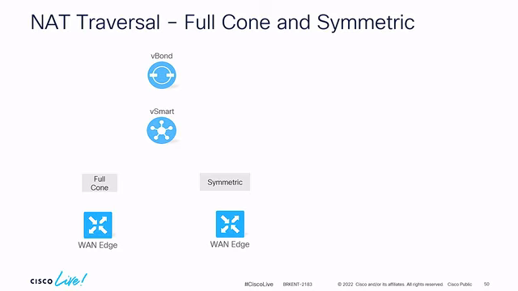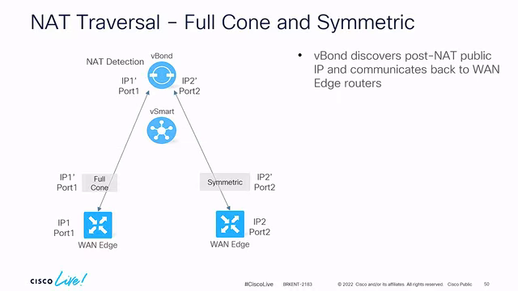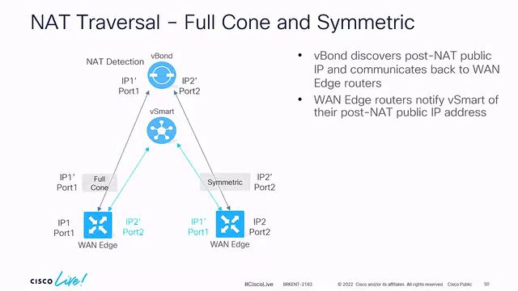So let me just give you a quick example. I've got this NAT traversal example with a WAN edge router on the left and a WAN edge router on the right. The one on the left is running a full cone or one-to-one NAT. The one on the right is running symmetric NAT. These devices make a control connection to vBond. vBond discovers the post NAT address, right? And it communicates that address back to the WAN edge routers. So now those WAN edge routers can make their connection to vSmart and tell vSmart, hey, by the way, here's my post NAT address. Devices can connect to me.